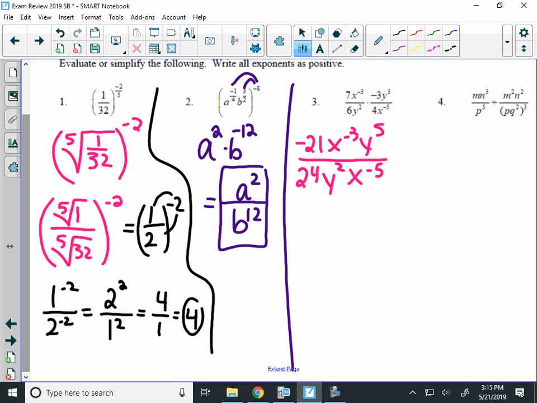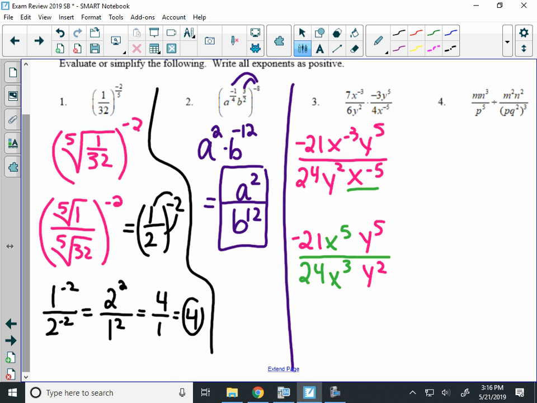Now, when I have negative exponents, I'm going to move them, right? I don't want to have the negative exponents. I want to switch them to the opposite part of the fraction. So I'll have negative 21. This x to the fifth in the denominator is going to move up to the numerator, so it'll be positive x to the fifth. And the x to the third there is going to go down to the denominator so that it becomes positive. The y's are already positive, so they're going to stay put.